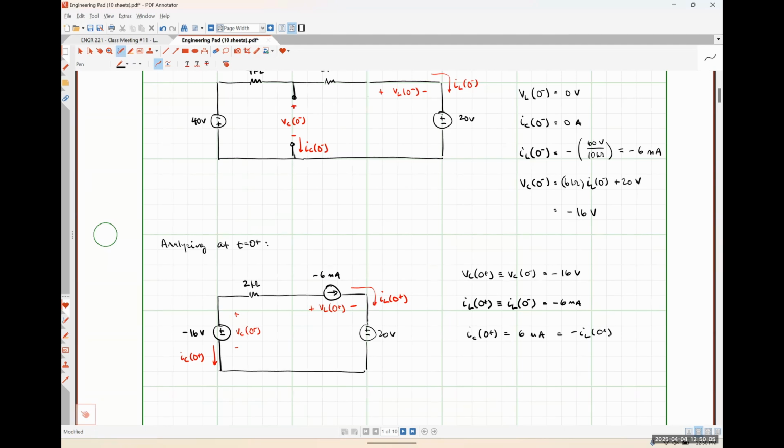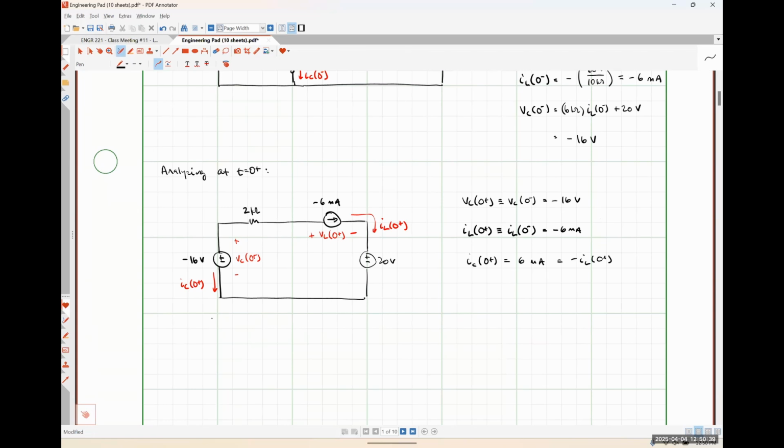So how would we figure out VL at 0 plus? But what about the voltage drop across the resistor? So I would wind up doing KVL around this loop, and since I know the current flowing around the circuit, VL at 0 plus is the only voltage I don't know. So I might do something like negative 16 volts plus 2 kilo ohms times IL, which is negative 6 milliamps, plus VL at 0 plus 20 volts is equal to 0.